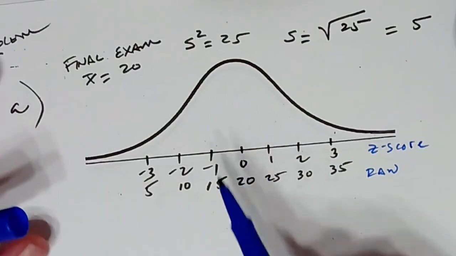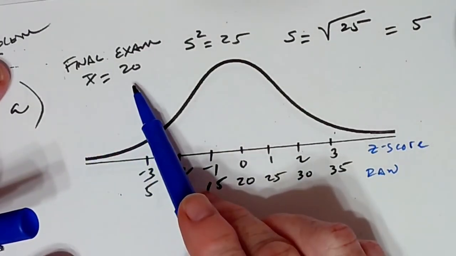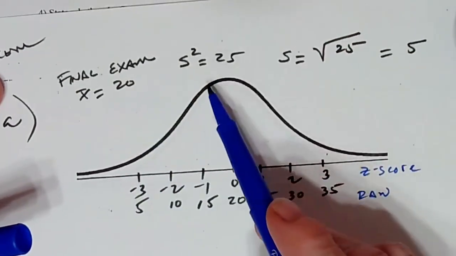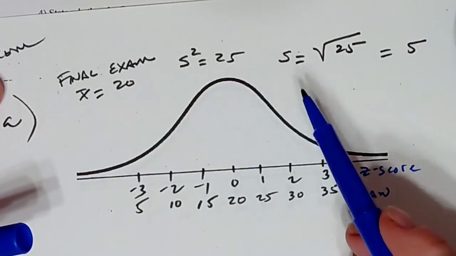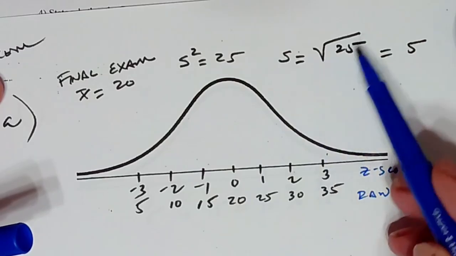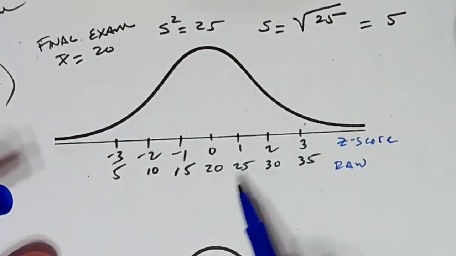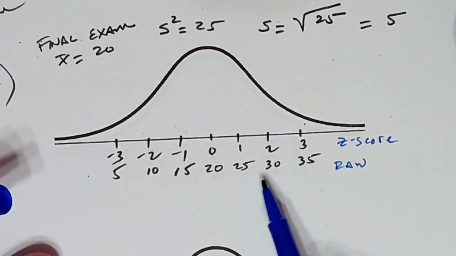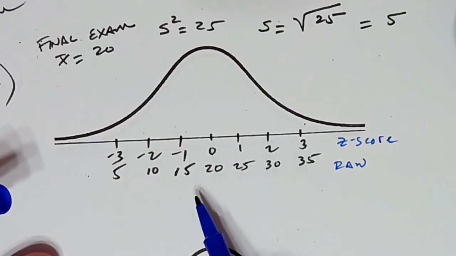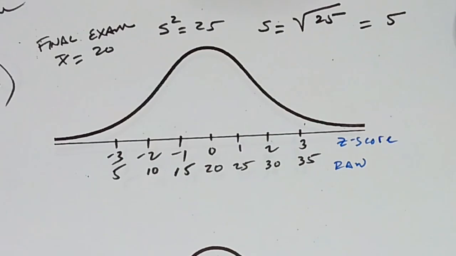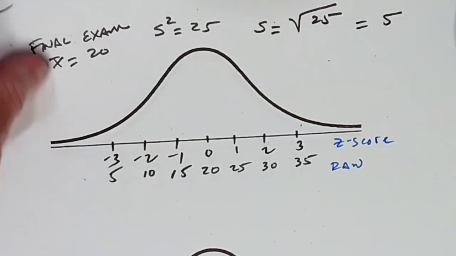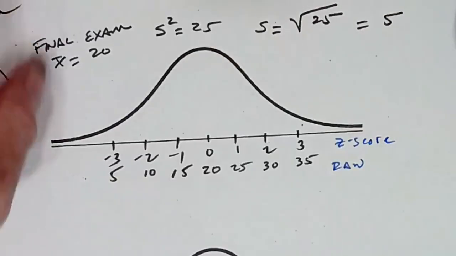The final exam has a mean of 20, but it said it had a variance of 25. So we need the standard deviation, which is the square root, and so I have 5. That's where I got the mean is 20, then 25, 30, 35, 15, 10, and 5. I've done this for each of the 4 questions, A, B, C, D.